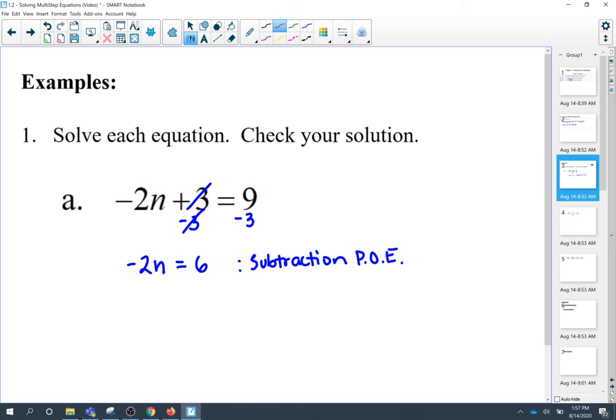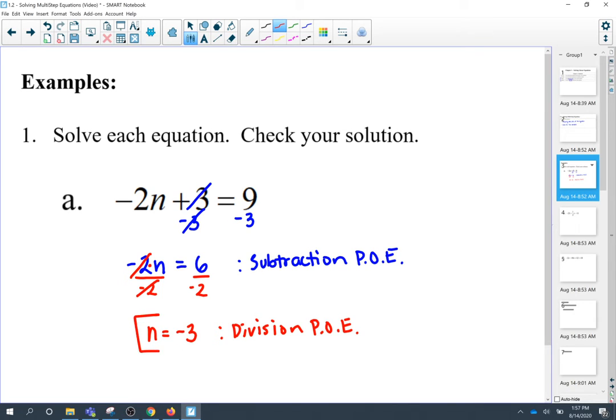Then remember, I'm still trying to get the n by itself, and this negative 2, his best friend, is holding on really tight. He doesn't want to go home, but he is now the only one left in the house with the n, so it's time for him to go. Yes, this is a negative 2, but it's a negative 2 times n, and the opposite of multiplication is division. So we're going to divide by negative 2. Negative 2 divided by negative 2 cancel each other out, and we get n equals 6 divided by negative 2, which is negative 3. Our justification was we divided by negative 2, so division property of equality.